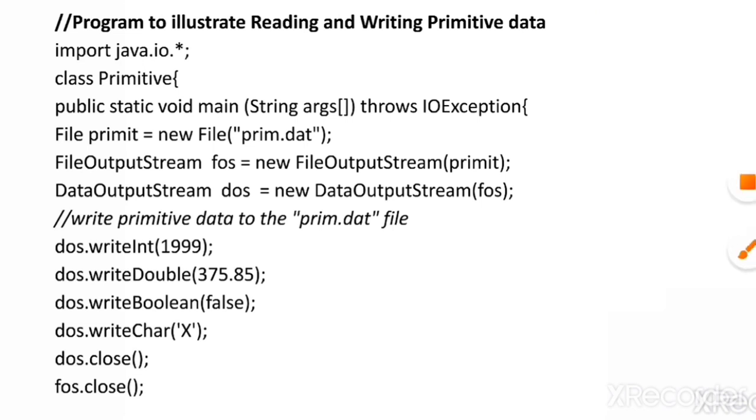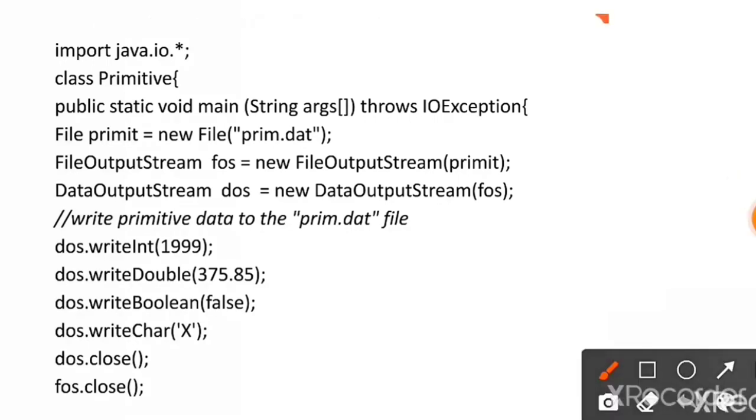Here is a program to illustrate how to handle primitive data types, that is, how to carry out reading and writing of primitive data types in a file. I have created a class called primitive, and within the class I have declared a main section and created a file object, primit, and I have linked a data file to this file object. In the next line I have created an object of the FileOutputStream class, that is FOS, and linked the file object to it.